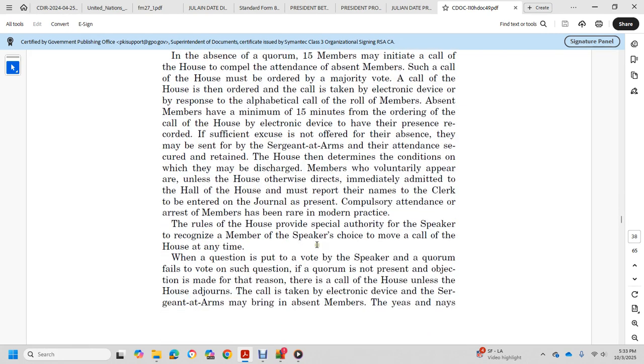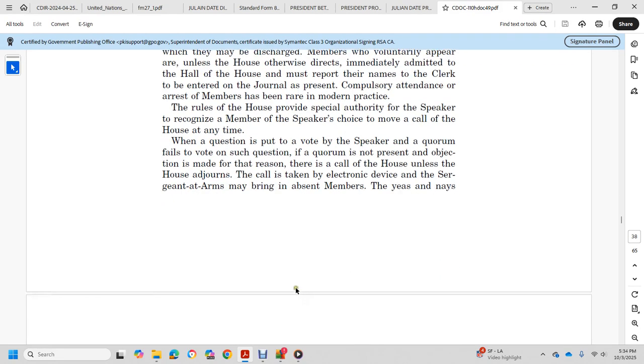The rules of the House provide special authority to the Speaker. A recognized member may move a call of the House at any time when a question is put to a vote and the Speaker finds a quorum is not present, with objection made on the ground of no quorum. The call of the House is taken by electronic device unless the House adjourns, and the Sergeant at Arms may bring in absent members for the yeas and nays.